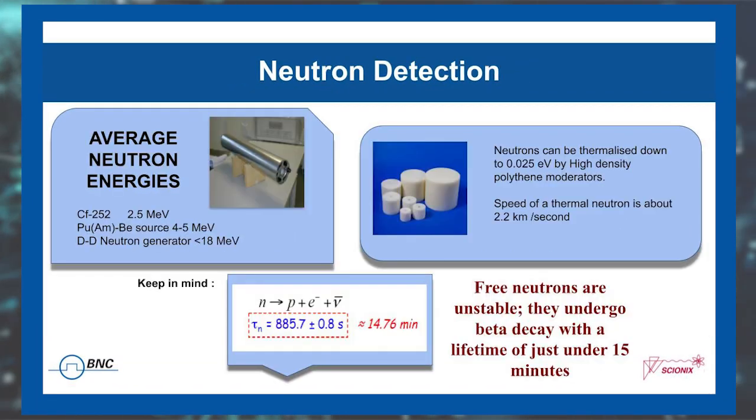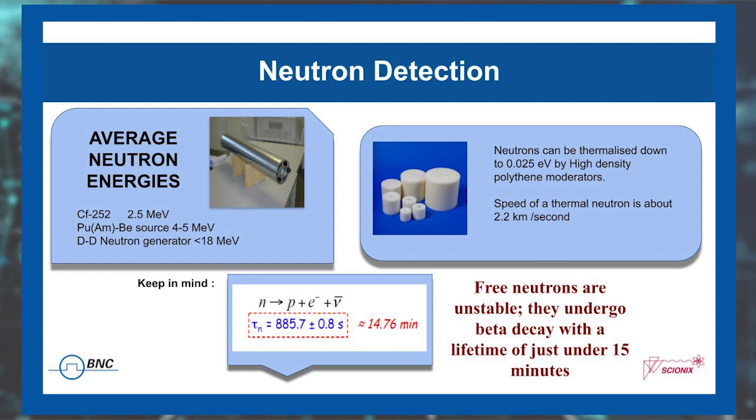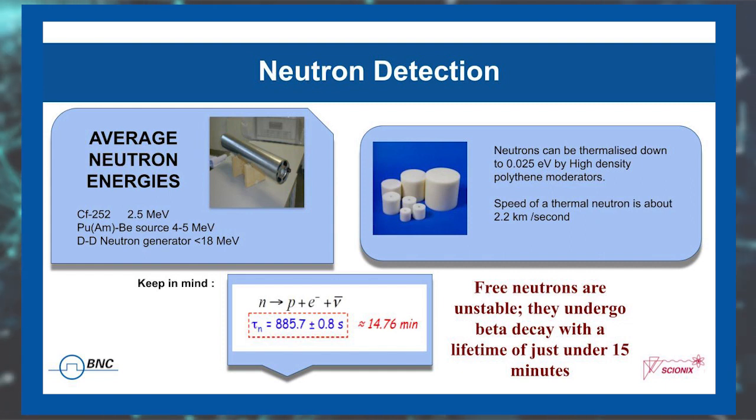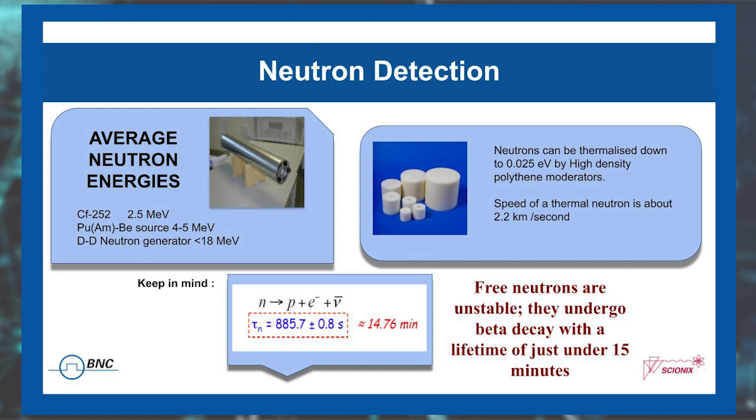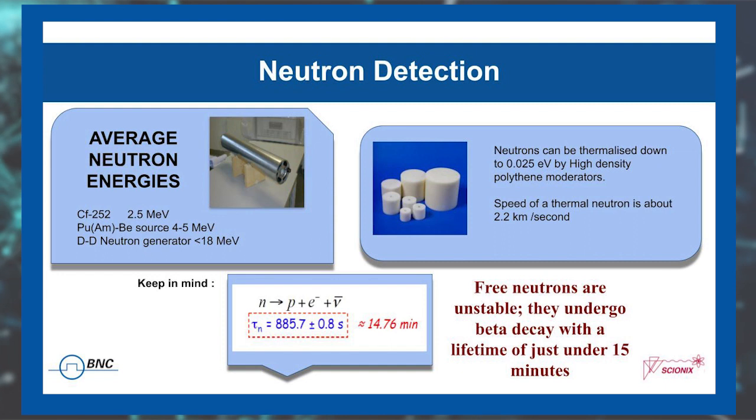So neutrons. Neutron energy can vary, as I said, between a fraction of an electron volt to many, many MeVs. To give you a little bit of an idea, a neutron source like Californium-252 has an average neutron energy of about 2.5 MeV, whereas a plutonium-beryllium or americium-beryllium source has a little higher energy, 4 to 5 MeV. Neutron generators can generate very high energy neutrons. Actually, it's a particle accelerator. Energies can be up to 18 MeV.